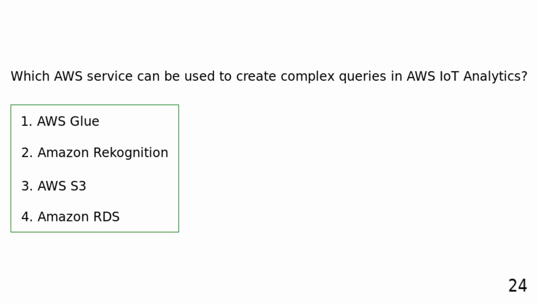Which AWS service can be used to create complex queries in AWS IoT Analytics? AWS Glue, Amazon Rekognition, AWS S3, Amazon RDS. AWS Glue can be used to create complex ETL queries in AWS IoT Analytics.